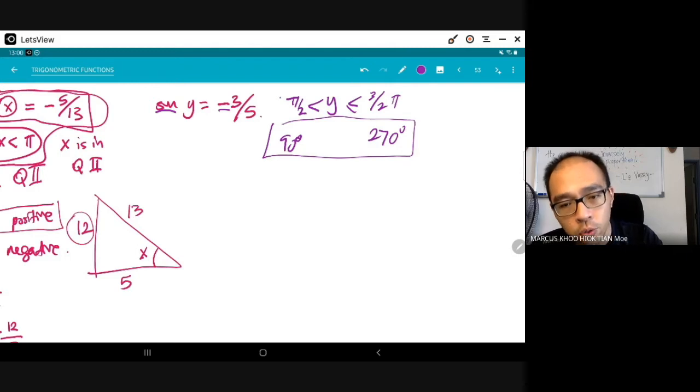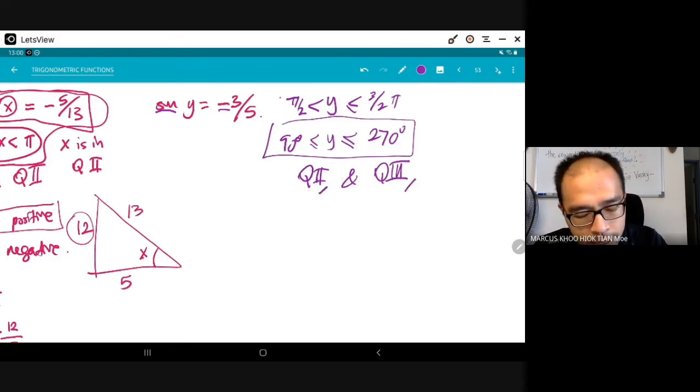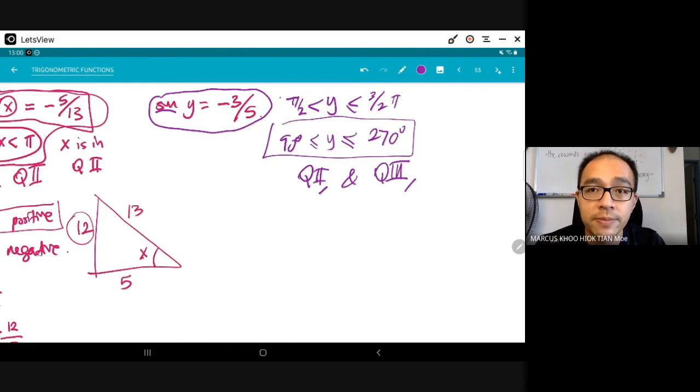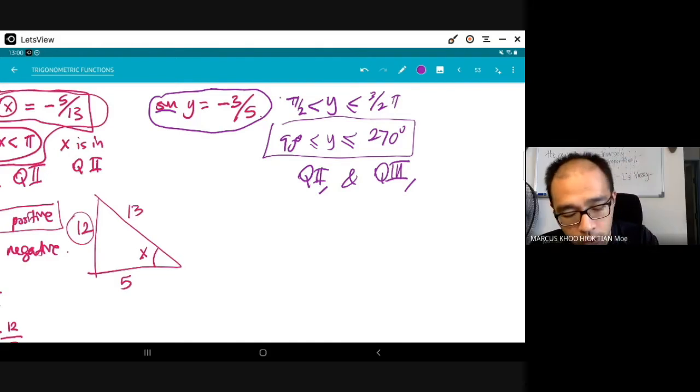Between 90 and 270 are quadrant 2 and quadrant 3. But only one of these quadrants will give you sin y equals a negative value. Which quadrant is it, 2 or 3? Quadrant 3, very important. So quadrant 2 cannot be used. So it is quadrant 3.